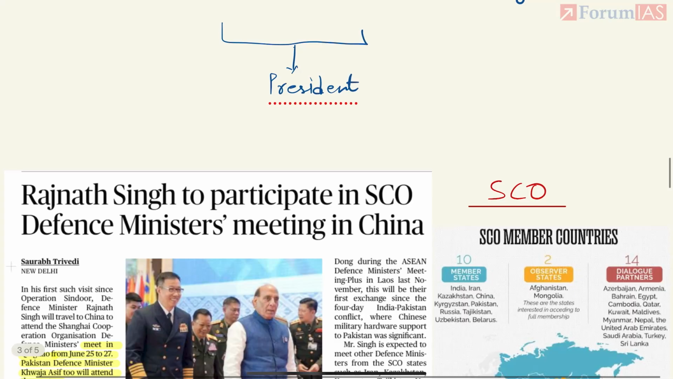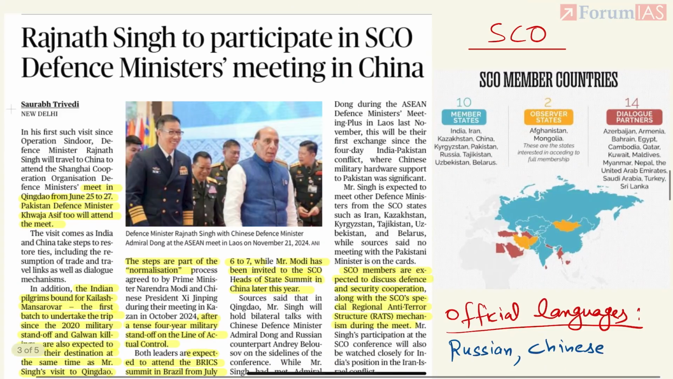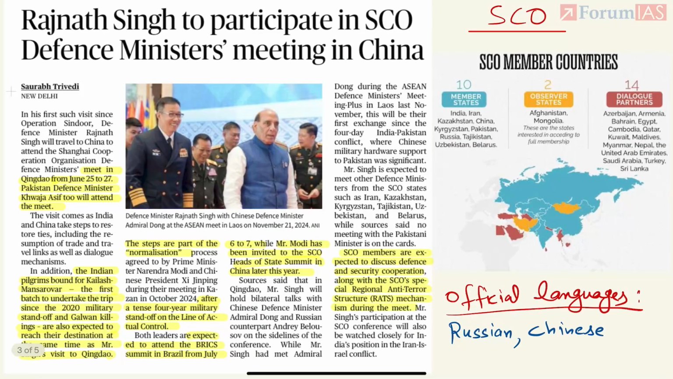Okay. So now let's move on to the next news. Defense Minister Rajnath Singh to participate in the SCO's meeting in China. See, this meeting is going to happen from June 25 to 27 in Qingdao, China. The Pakistan Defense Minister will also attend it. This meeting has various contexts to it. The first one is the normalization of the relations between India and China after a 4-year military standoff on the line of actual control, LAC.